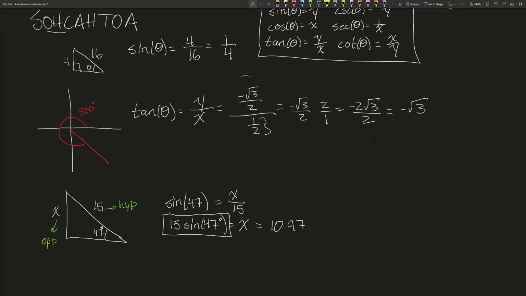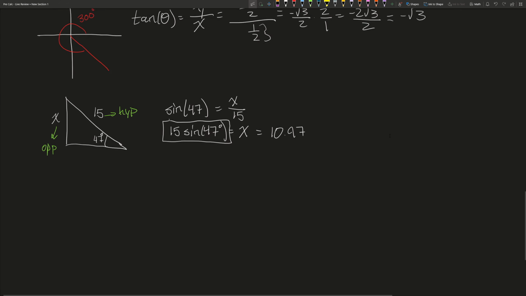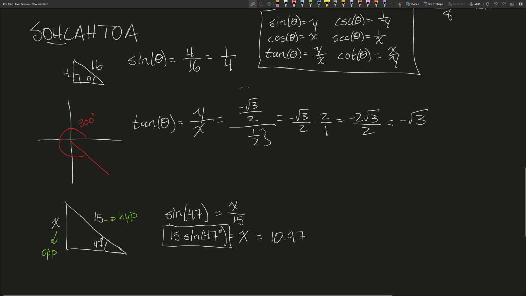Then we have to get to graphing and identities. Before we do that, are there any questions on anything so far? All right, so if there are no other questions, I'm going to move on to graphing sine and cosine.